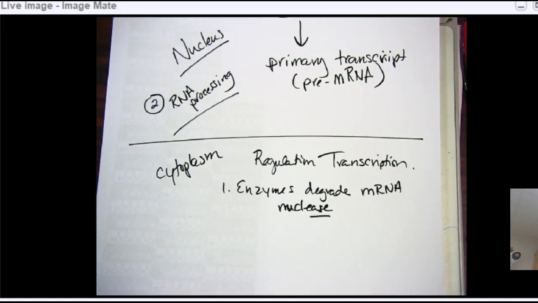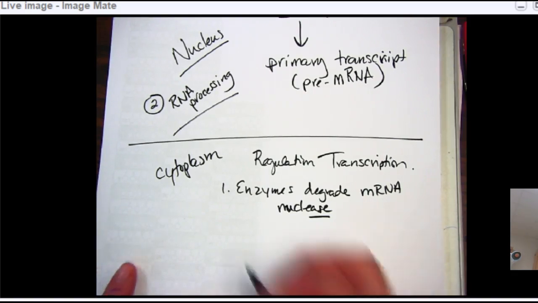Those nucleases will destroy the messenger RNA in the cytoplasm, but if we have a really long poly A tail, that helps the messenger RNA to last longer. So sometimes messenger RNA might last longer than others based on the length of its poly A tail. Because sometimes you only want to express a protein for a short amount of time, and other times you want to express it for a longer time. So that can regulate expression.